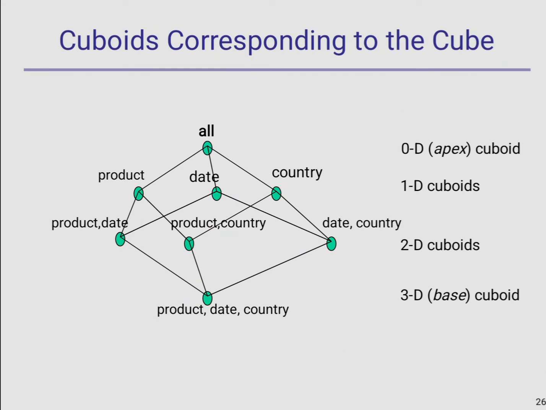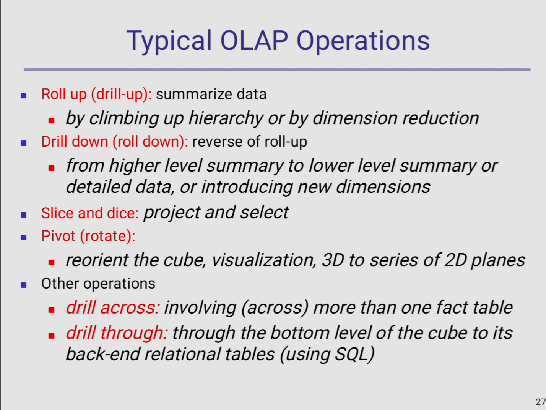Okay, so next we need to understand the typical OLAP operations. Very important question. I definitely ask questions on OLAP operations. So these are the different OLAP operations you have in the multidimensional data model: roll up, drill down, slice and dice, pivot, and other operations like drill across and drill through.